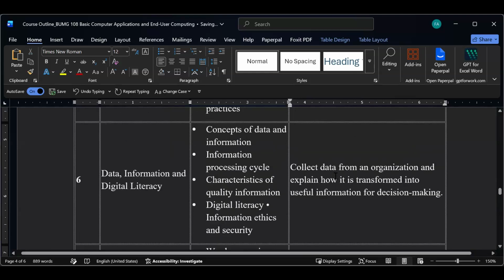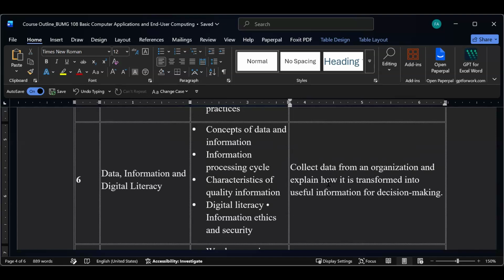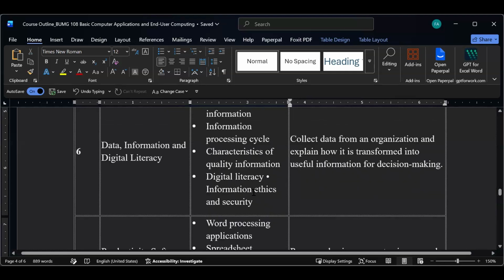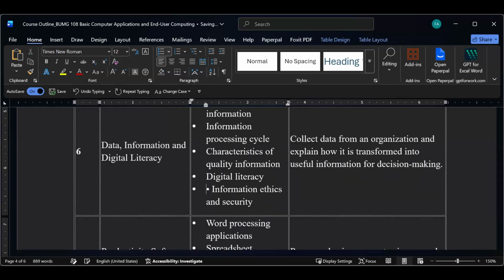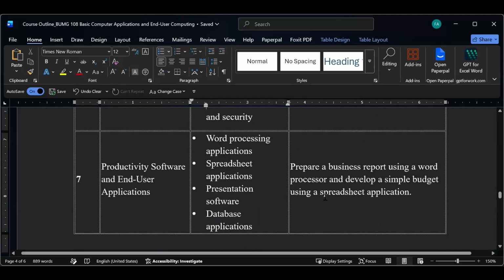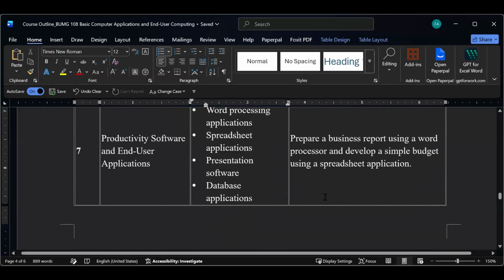Then week 6, data, information, and digital literacy. So the concept of data and information as it pertains to computing, information processing cycle, characteristics of data, quality information, digital literacy, and ethics in information and security. So we're going to collect some data from an organization and explain how this data is transformed into information for decision making. Week 7 will go to some productivity software and end user applications.